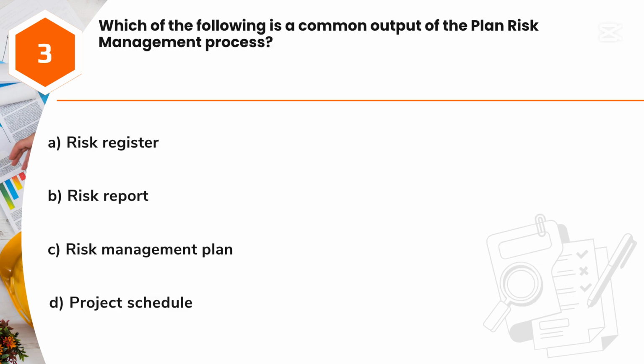Question 3. Which of the following is a common output of the plan risk management process? A. Risk register. B. Risk report. C. Risk management plan. D. Project schedule.